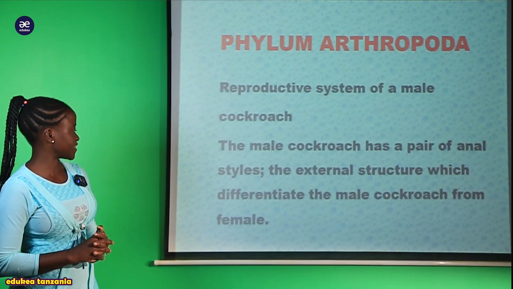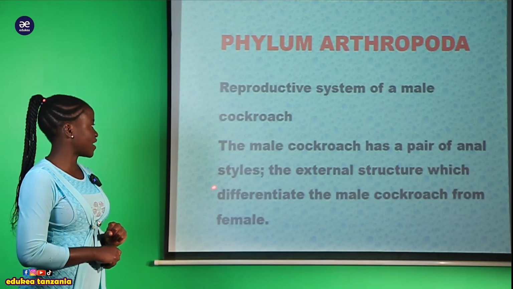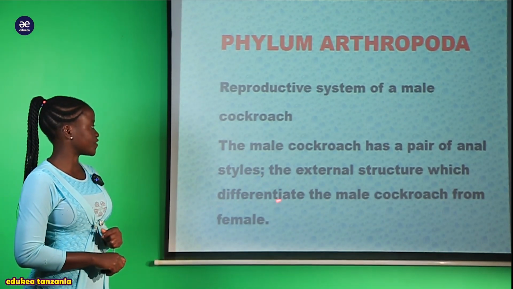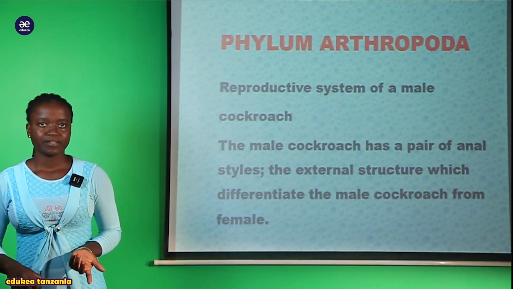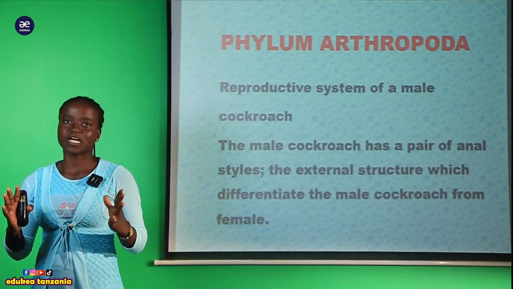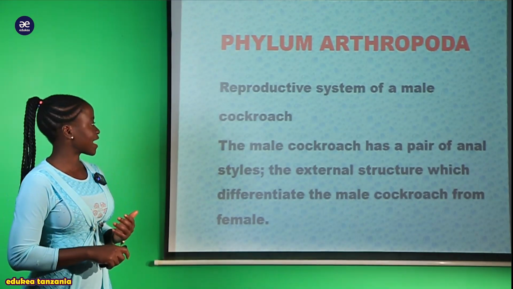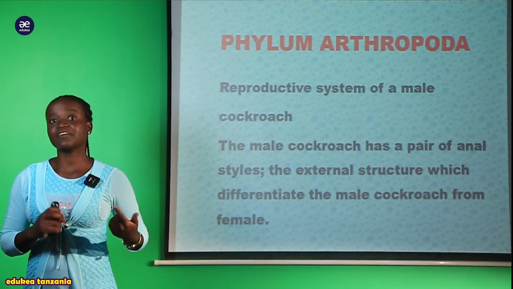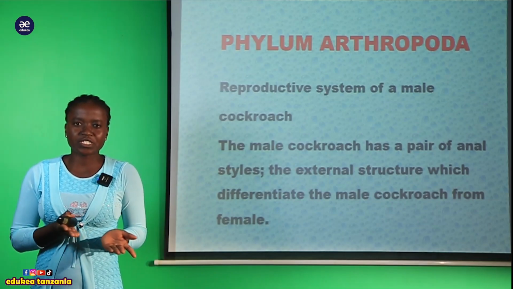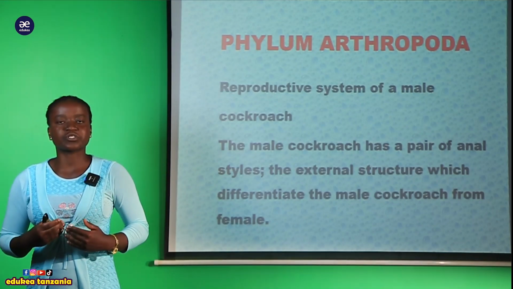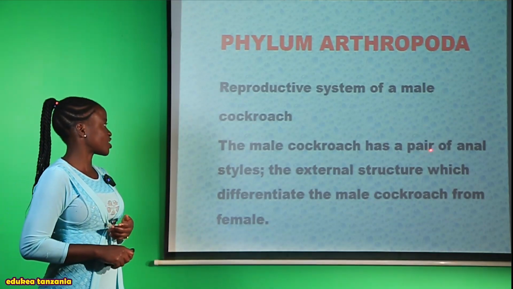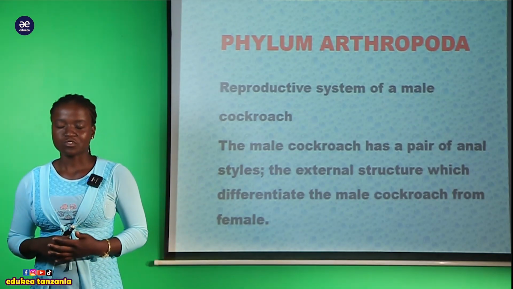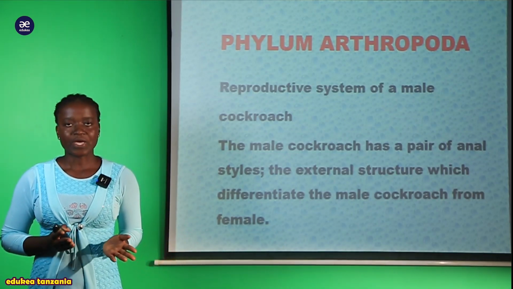So now we are saying that the male cockroach has a pair of anal styles. These anal styles are the external structure which differentiates the male cockroach from a female. Kwa hiyo sasa kwenye hile external structure of the male cockroach anakuwa na hii structure ambayo inaitwa anal styles. Na hii anal style ndio ambayo inamdifferentiate kati ya male cockroach na female cockroach. Meaning that female cockroach does not contain this structure ambayo tunaita anal style, but the male cockroach contains this anal style. So what is the function of this anal style? We are going to discuss it.